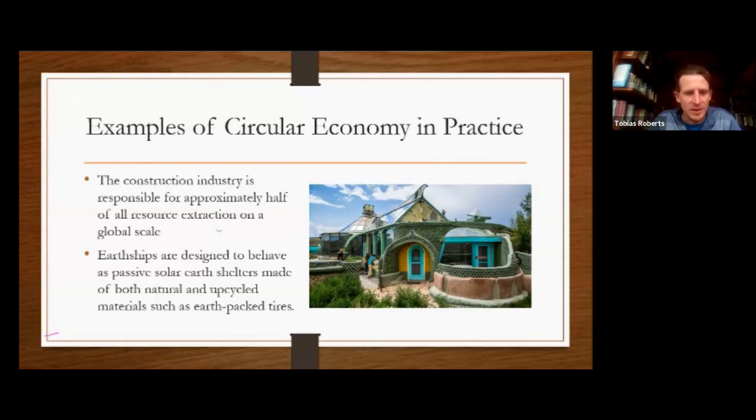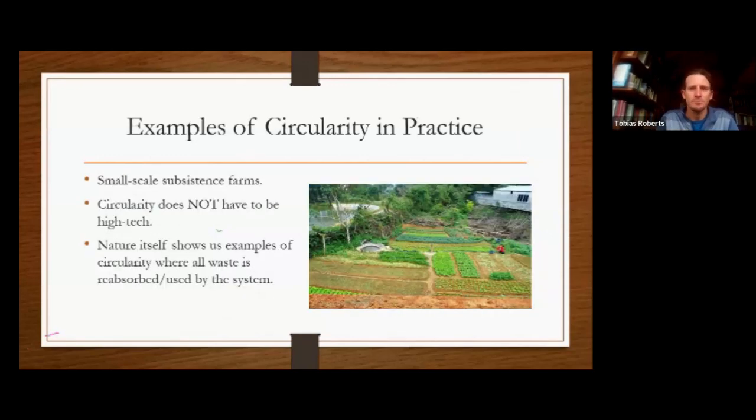And then they are passive solar, which means they are built in such a way that they capture the energy from the sun to reduce heating and cooling requirements. And they're also built from local materials, so earth, mud, other products that you can find locally without needing to extract materials from far away. So Earthships, I think, are an example that have existed for 30, 40 years, but are a great example of how we can create circularity into our built environment.